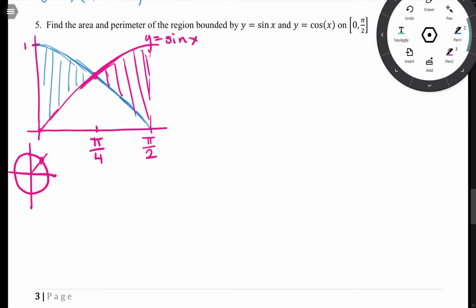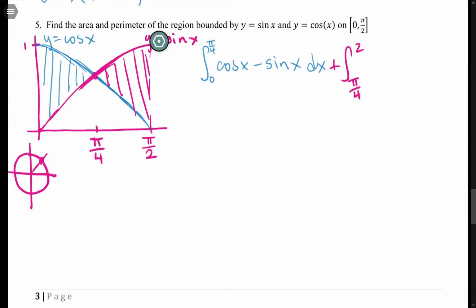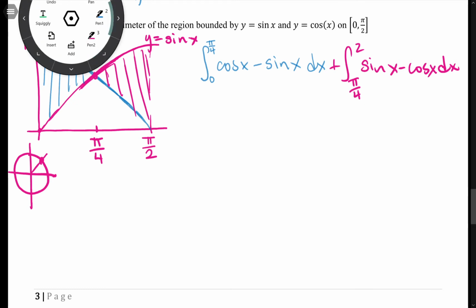And where's this? Y equals cosine x is the top function from 0 to pi over 4. So there's my picture, which means when I go to do area, I'm going to go from 0 to pi over 4 with cosine x being the first function. And then I'm going to go from pi over 4 to pi over 2 with sine x being the first function. I have an extra d.